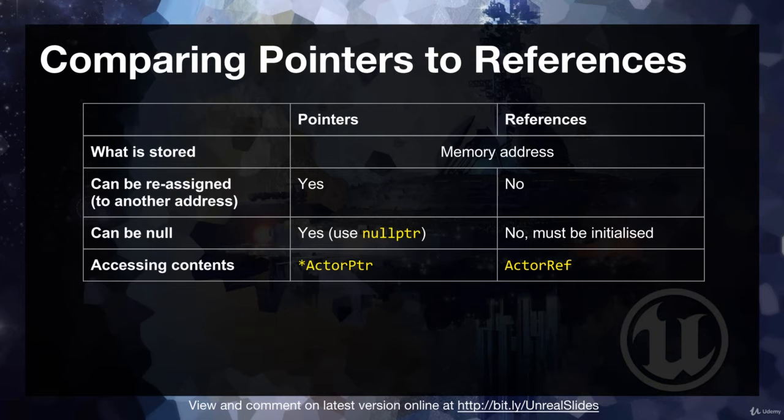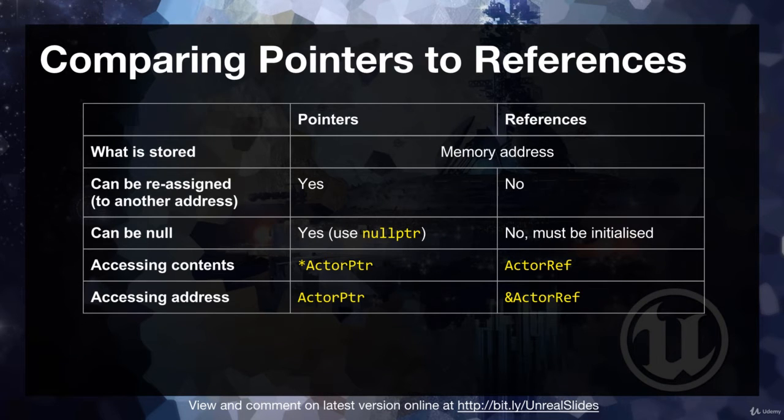We've got accessing contents. So a pointer is not hiding the fact that it's actually a memory address. So in order to access the contents, we have to put a star in front of the pointer, which goes ahead and grabs the contents from that memory address. A reference is being more subtle about it. It's saying, I'm going to pretend like I'm the actual object I'm pointing at. So to get the contents is very easy. You don't have to use any special syntax.